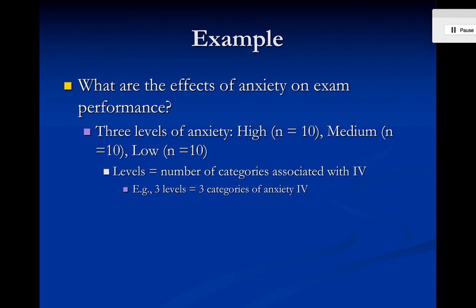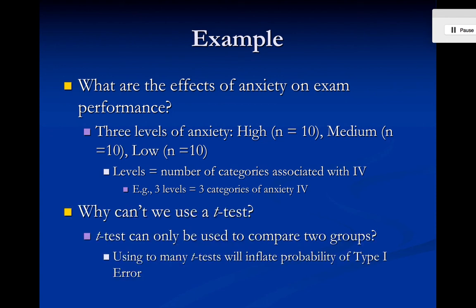So in our particular case, we have three categories or three levels of anxiety: high, moderate, and low. We may ask ourselves the question, okay, well, we learned about t-tests in the previous weeks. Why can't we just use a t-test then? Why can't you just compare high group to moderate group, high to low, and moderate to low? That's actually a very good question. Why can't I just do three separate t-tests comparing high to moderate on exam performance or on memory scores, moderate to low, and then high to low?